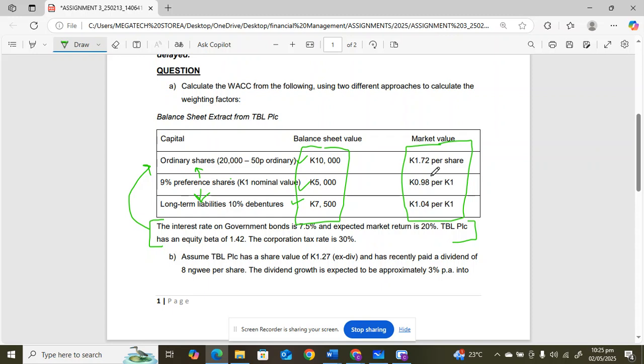Okay, so the first thing that you usually do with this type of question is you weight these values, the book values and the market values. The reason why I'm saying that is because, as you see, in the formula for the weighted average cost of capital, let me just put it here.